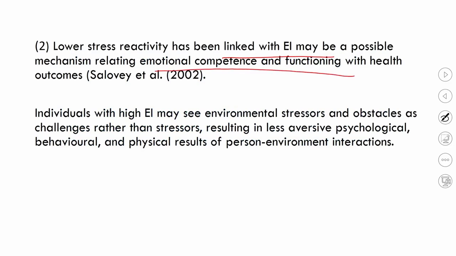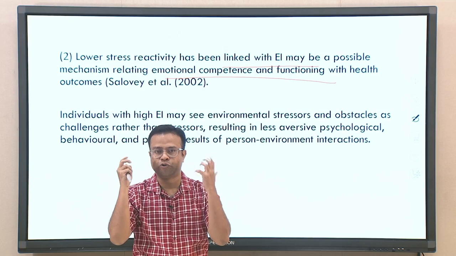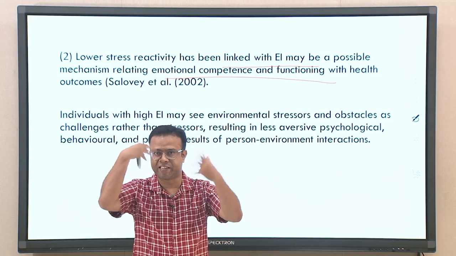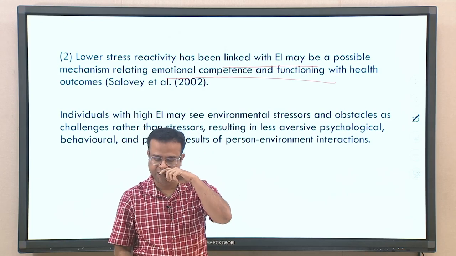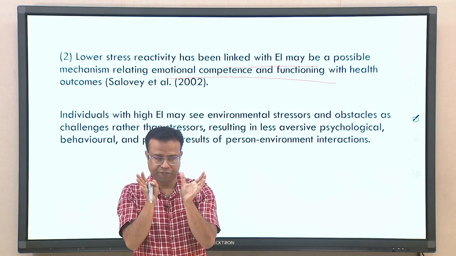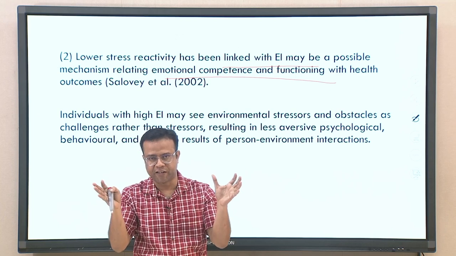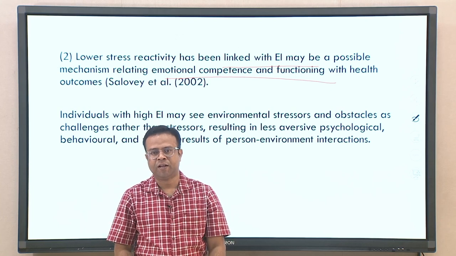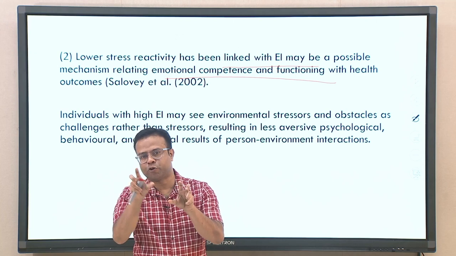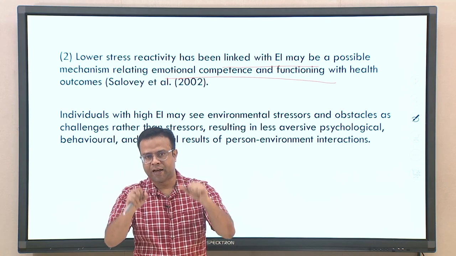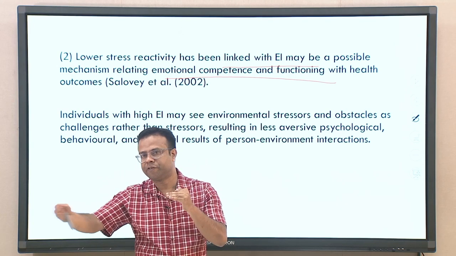So, basically the idea is the more you are able to cope with a situation, the less emotional reactivity there will be. If someone is not able to cope with a situation, obviously the stress experience and the emotions will be very high, because you do not know what to do. So, stress and other distressing emotions get intensified. If someone has higher emotional intelligence and is able to manage it with the various resources they have, then that stress reactivity or emotional reactivity would be less, and that will have a positive impact on health.